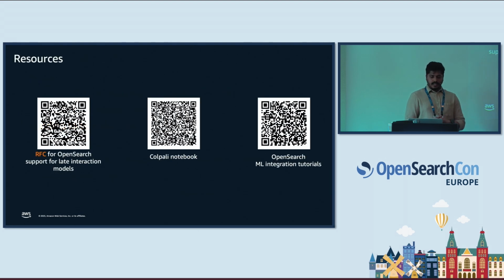So these are the QR codes. The first one is the important one. We have the feature request for OpenSearch to support maximum similarity scoring and handle multi-vector retrieval for late interaction models. That's the RFC. Please +1 on that. Let's see this feature soon in OpenSearch. Then we have this ColPali notebook code. And finally, we have a list of tutorials for you to see how to connect extract, and how to connect the ML models that we covered in approach 1.